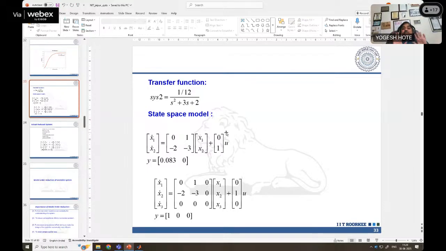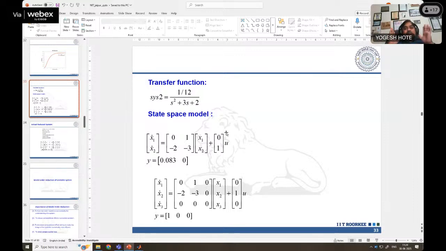In other words, something is good in the transfer function, but there may be some challenges we observe in the state space. So now the question is how we can solve these types of challenges so that our system is practically a correct system.